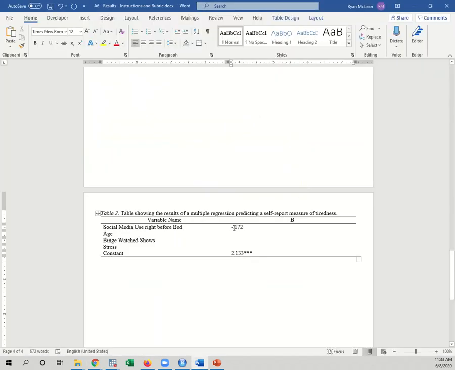So that's 3 stars. And I'm doing that by convention, which is, I'm going to even add a note here. 3 stars is italicized P less than 0.001. 2 stars is P less than 0.01. 1 star is P less than 0.05.